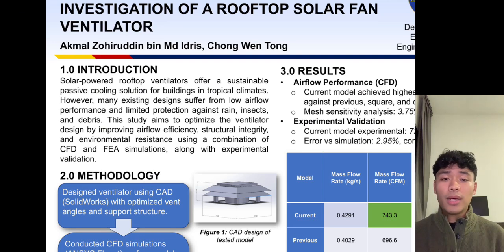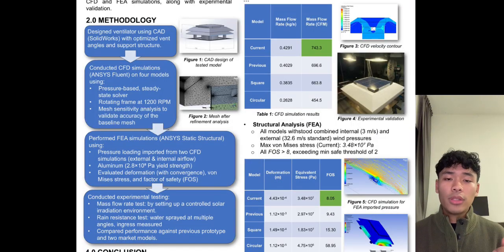This study aims to optimize the ventilator design by improving airflow efficiency, structural durability, and environmental resistance using computer-aided design, CAD, computational fluid dynamics, CFD, and finite element analysis, FEA, and experimental testing. So for the methodology, the ventilator was designed in SolidWorks focusing on streamlined airflow and improved rain deflection. As shown in Figure 1, the final model features two angled vents, reinforced structural supports, and a protective mesh placed downstream of the fan. This design became the foundation for simulations and physical validation.